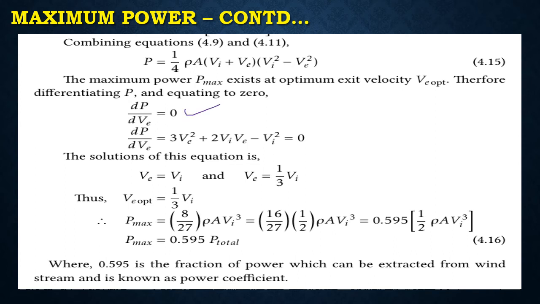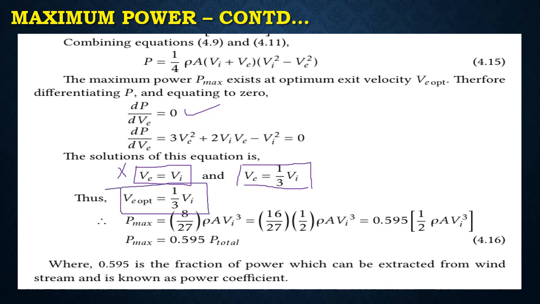dP by dVe is equal to 0, where dP by dVe is equal to 3 Ve square plus 2 Vi into Ve minus Vi square. This is the differentiation of equation 4.15 with respect to Ve. Now apply the boundary conditions: suppose Ve is equal to Vi and Ve is equal to 1 by 3 Vi. Two types of answers we will get. The exit velocity cannot be equal to Vi, so this is one solution we cannot use, because exit velocity cannot be equal to inlet velocity. So we will ignore this and consider the other expression: exit velocity should be 1/3 of the inlet velocity. That will be the optimum velocity.